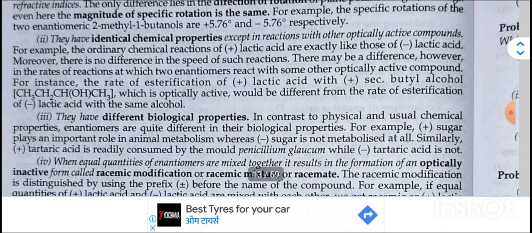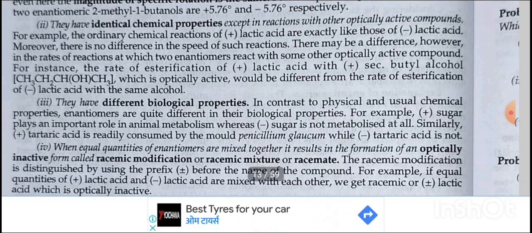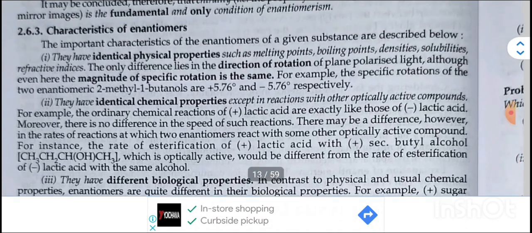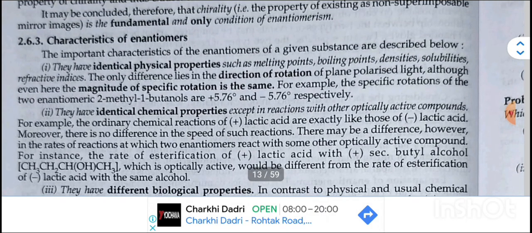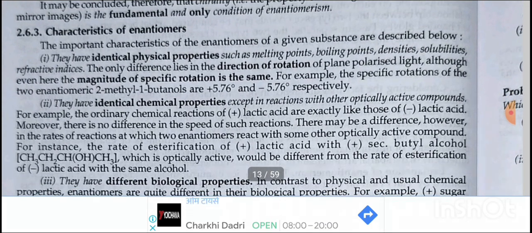They have identical chemical properties except in reactions with other optically active compounds. For example, the ordinary chemical reactions of lactic acid are exactly those of negative lactic acid. Moreover, there is no difference in the speed of such reactions. There may be a difference, however, in the rate at which the two enantiomers react with another optically active compound.